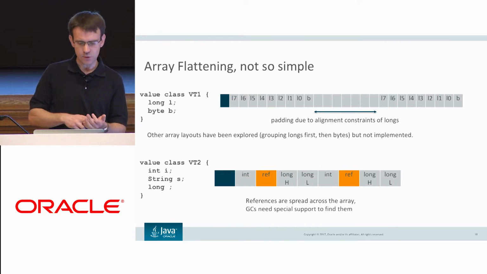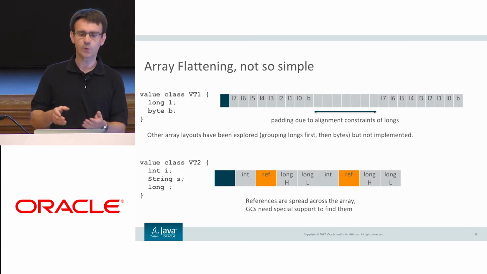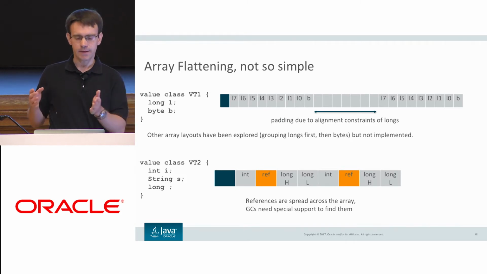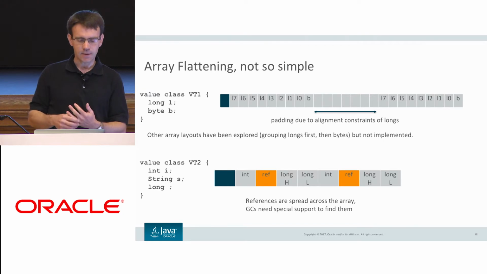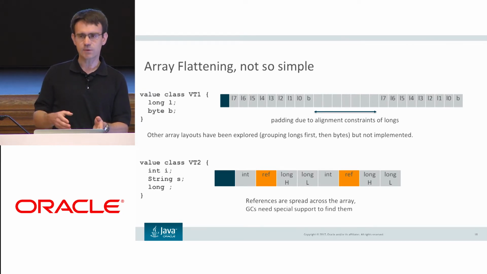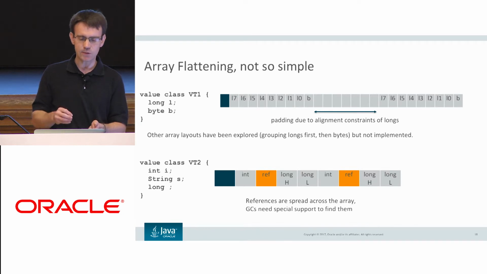If you look at the second value class, VT2, which has an object reference, a String, in it. This makes the life of the GC harder. Before value types, the life for GC was very simple with arrays because primitive arrays have no reference in them, and object arrays are only references. Now, for each array of value types we need a special map, some information that helps the GCs to find where the references are, because they are spread across the whole array.